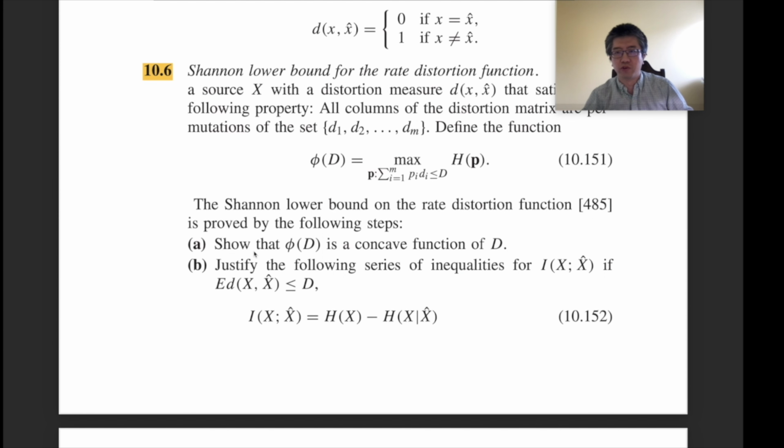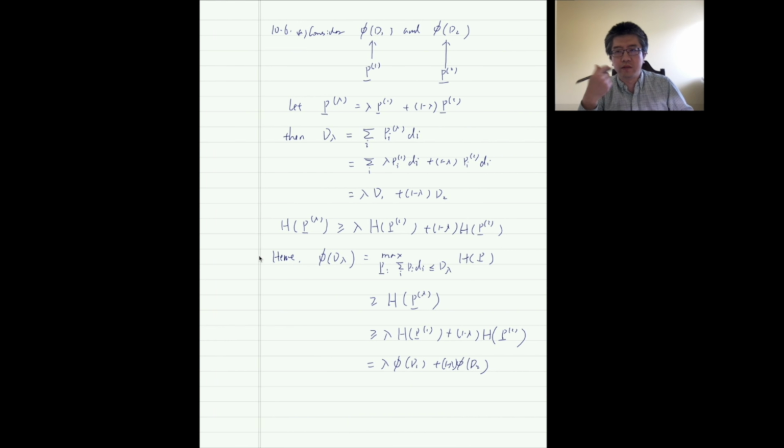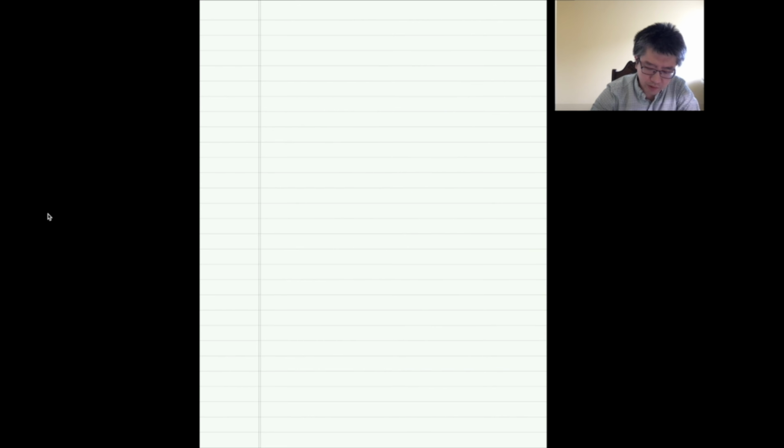This is for part A. But in addition, later on, we're going to use another property of phi d, which is that phi d is also a monotonically increasing or non-decreasing function. The way to show that is very easy. We can show that if d1 is bigger than or equal to d2, then phi d1 is bigger than or equal to phi d2.